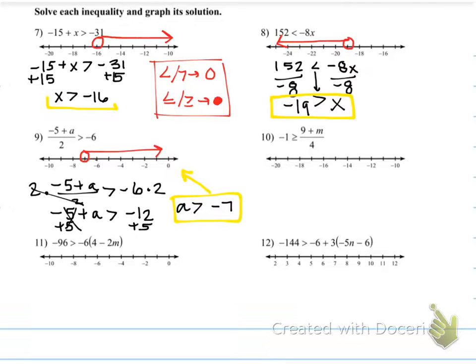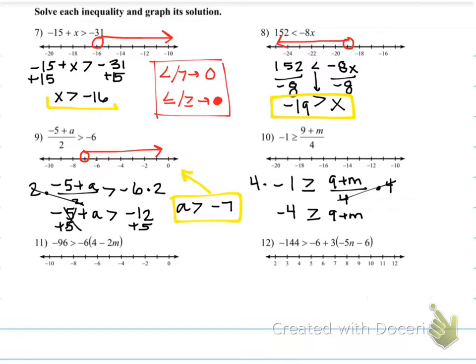All right. Got 3 more problems left. So number 11, I've got negative 1 is greater than or equal to 9 plus m, all over 4. Again, because the 4 is under everything, we have to move that first. So I'm going to multiply by 4 on both sides. These cancel out, leaving me with 9 plus m on one side. And on the flip side, I've got negative 4.